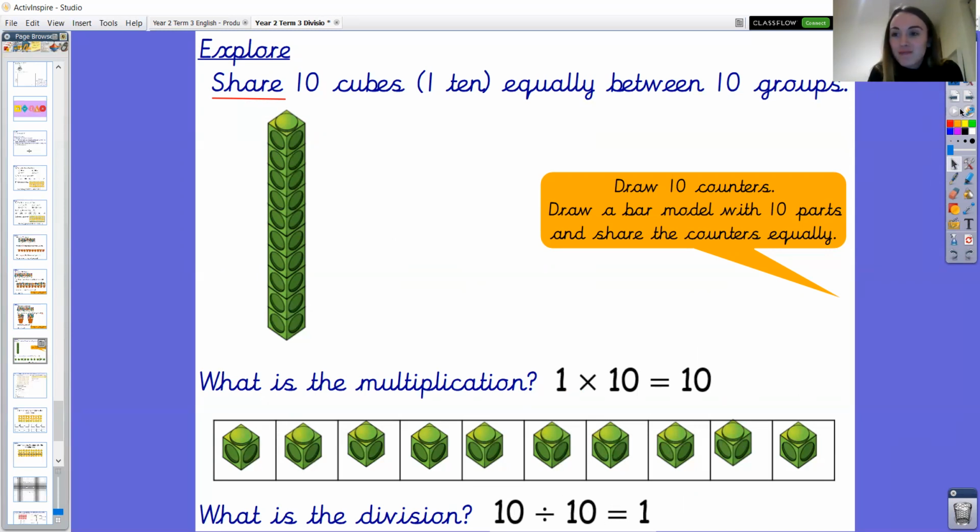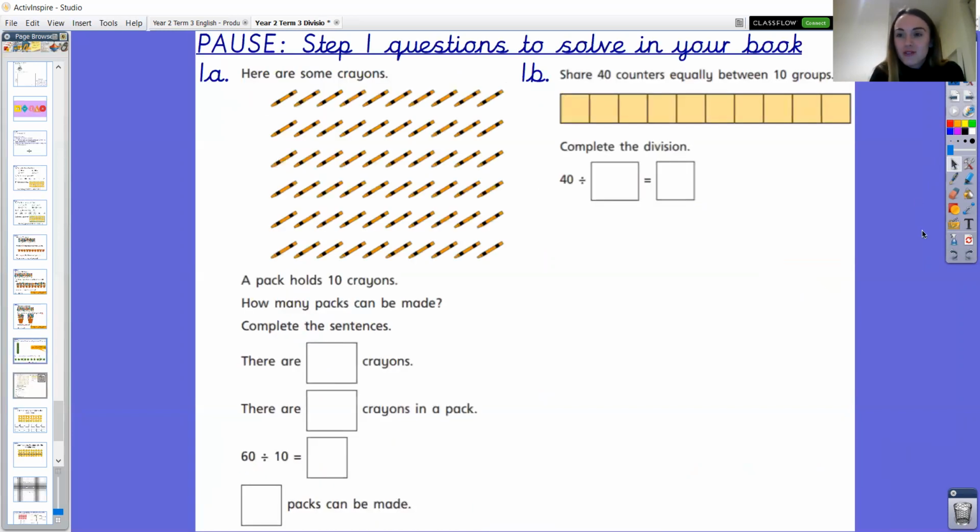Well done, year 2. Okay, on your screen now, you can see the step 1 questions to solve in your book. So please pause the video here to solve these questions. As you can see, there are stem sentences as well as divisions. And 1B is very similar to the question we just explored together using a bar model. So please pause the video here. Well done, year 2. I'm so proud of you.